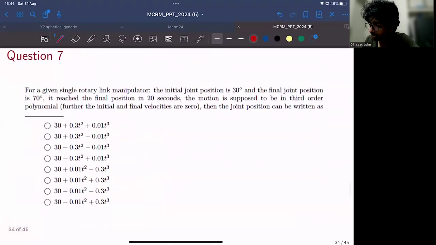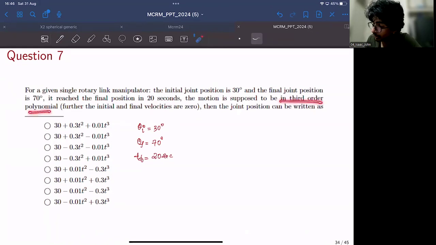Okay, so moving on to question 7. In the case of a single rotary manipulator, the initial joint position is given as 30. Theta i is 30 degrees. And the final joint position is given as 70. And it reached its final position in 20 seconds. So tf is 20 seconds. And the motion is supposed to be a third order polynomial. Further, the initial and final velocities are 0. Then the joint position can be written as.